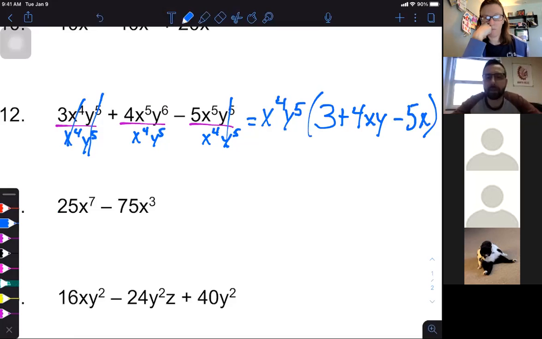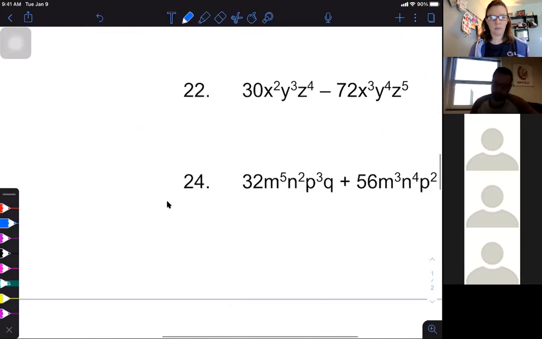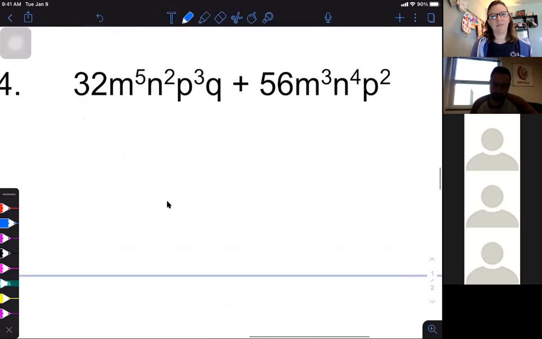Really good job. Bill, I'm coming to you. Pick any problem on the whole page. I'm going to do one that you say. Sorry, I have to open it. Okay, take your time. Haley, do you have one? 24. Yeah, 24.